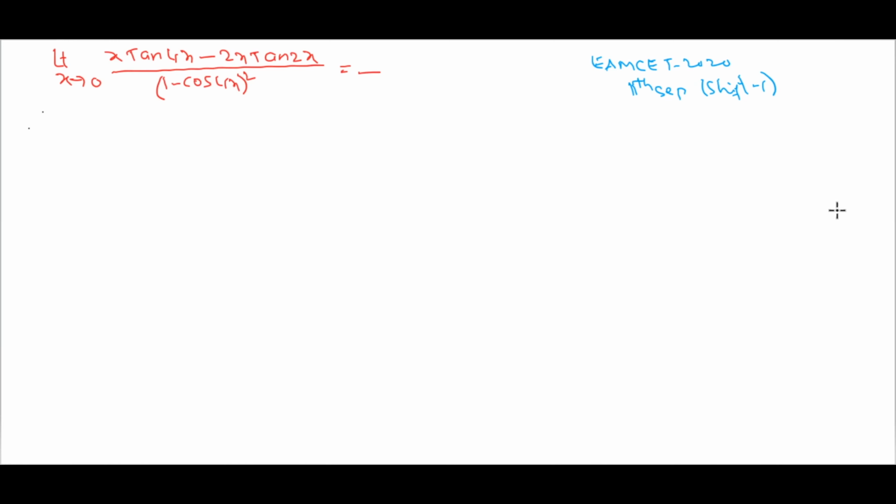Limit x tends to 0, x into tan 4x minus 2x tan 2x by 1 minus cos 4x whole square is equal to dash. This problem is from EAMCET 2020, 11th September, shift 1.